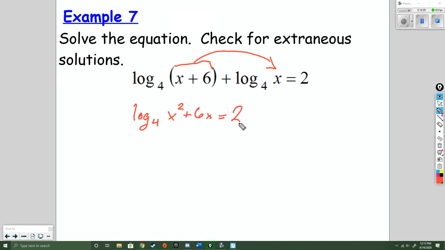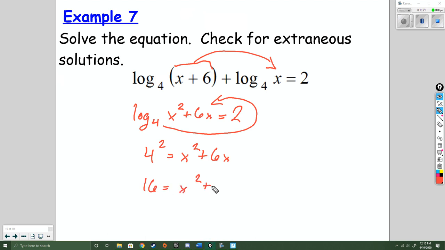All right, just saving some room here. And then from this step, we're going to exponentiate. So use the SWIRL method. 4 squared equals x squared plus 6x. Of course, 4 squared is 16. I want to get everything over to one side, so subtract 16. We have 0 equals x squared plus 6x minus 16.